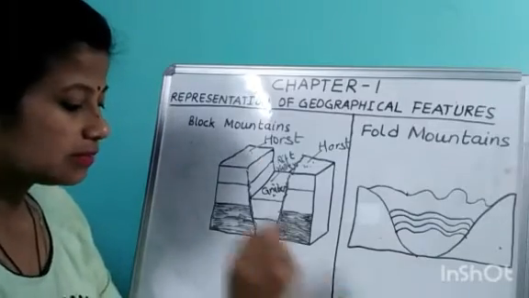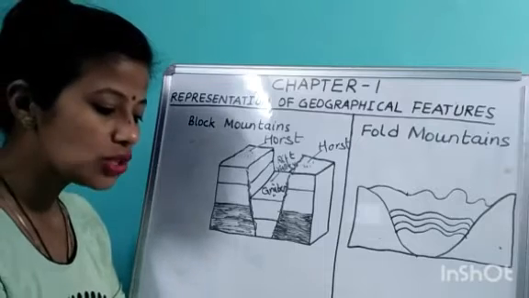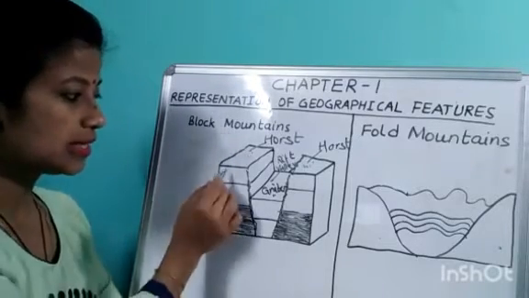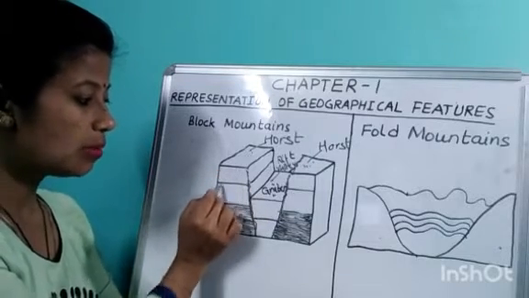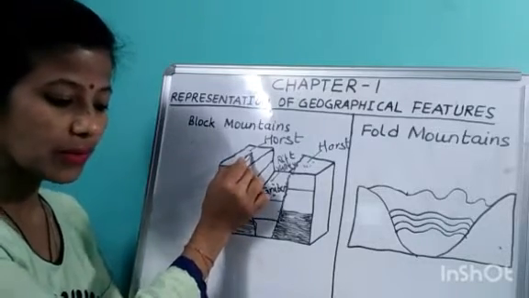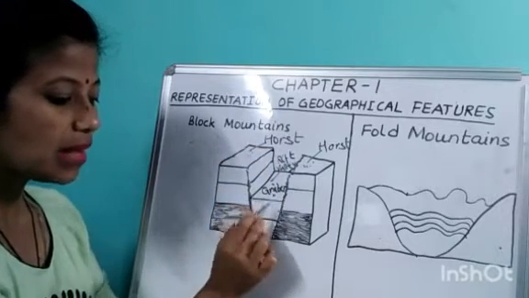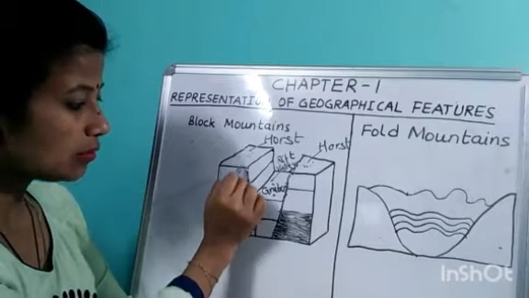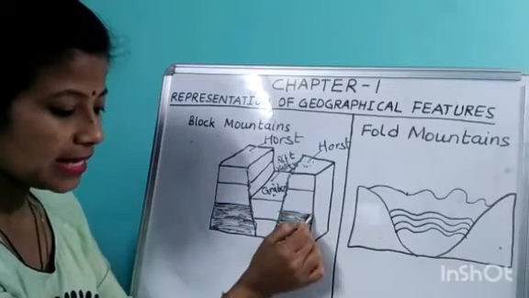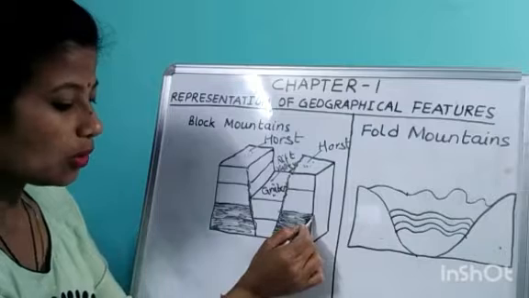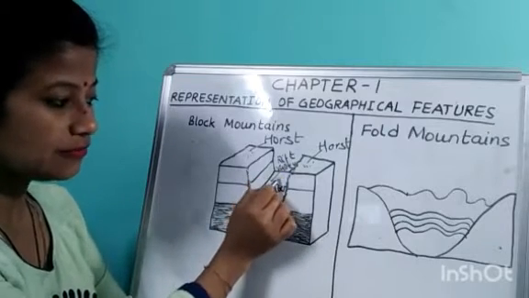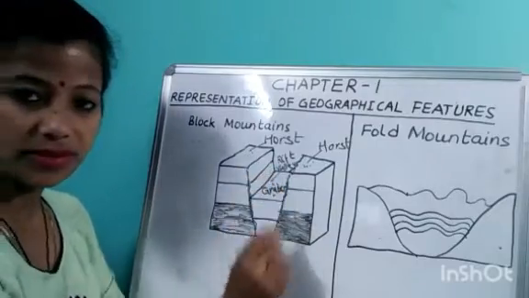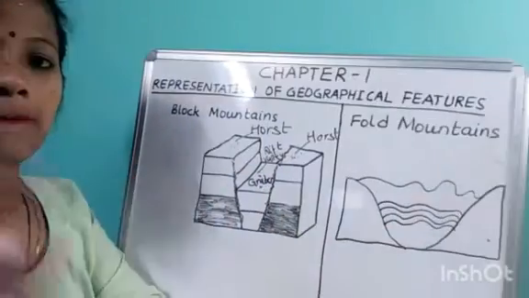Here in block mountain, the block mountains are shown as the raised mass of land called the horst, surrounded by low-lying area called the Rift Valley, which is called graben. Rift Valley. Okay. Fold mountains.